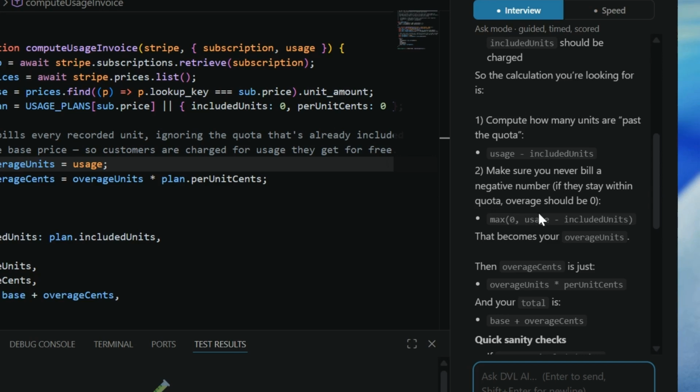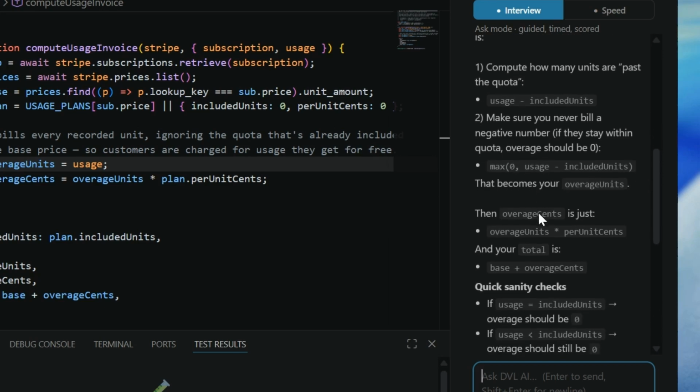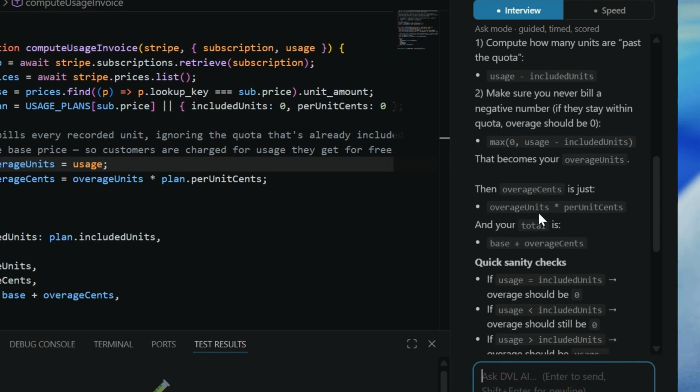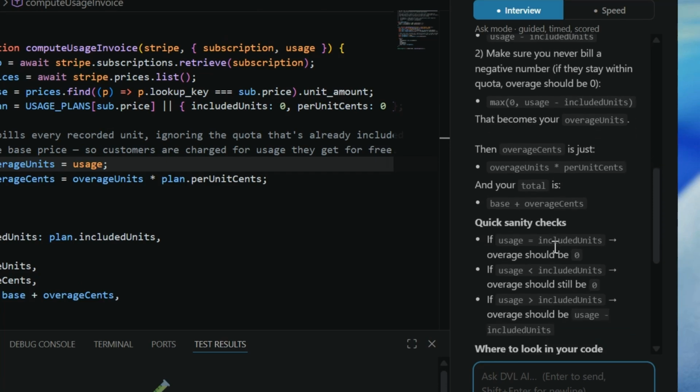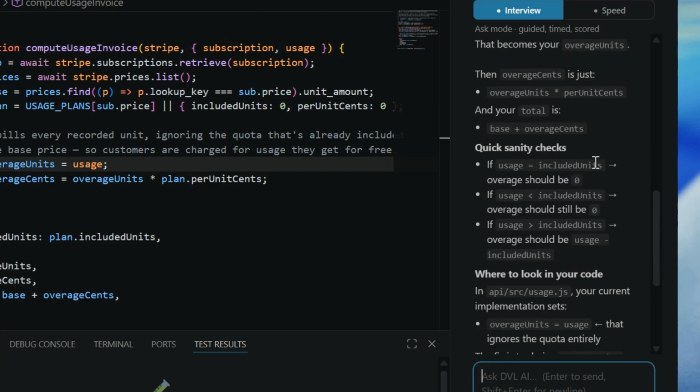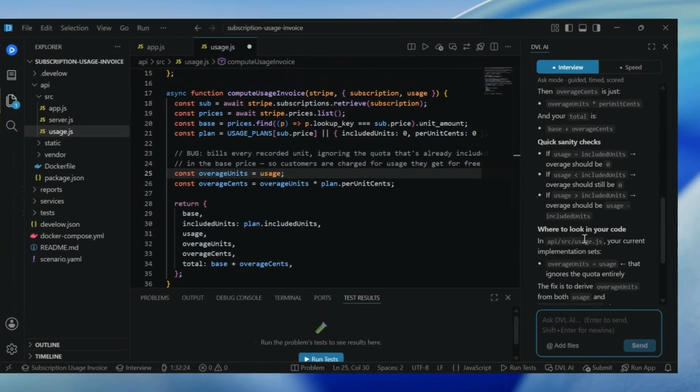Then you convert those overage units into money by multiplying them by the per unit rate, which gives you the overage charge. And finally, the total invoice is just the base price plus that overage charge, with the base price staying the same fixed monthly amount either way. As a quick sanity check, if usage exactly equals the included units, overage should be zero, so it's free. If usage is below the included units, overage should still be zero, still free. And only when usage goes above the included units should there be any overage at all. And even then, you only bill for the difference, not the whole usage.